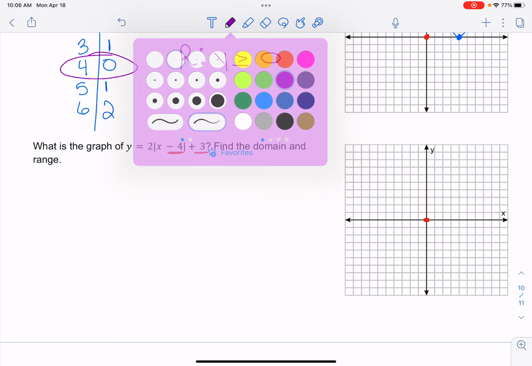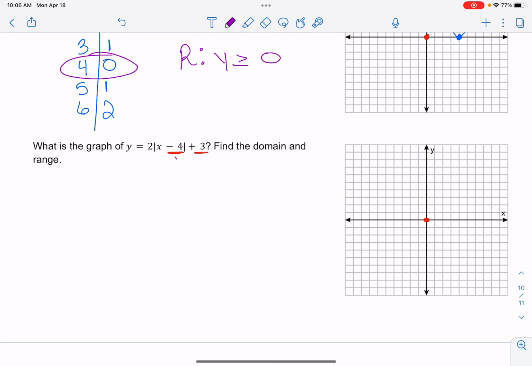So remember, from vertex form, this was our x and this was our y for our vertex. But remember, the x was always positive. So our vertex would be 4, 3. Or you can always just look at it kind of like we did the last couple problems.